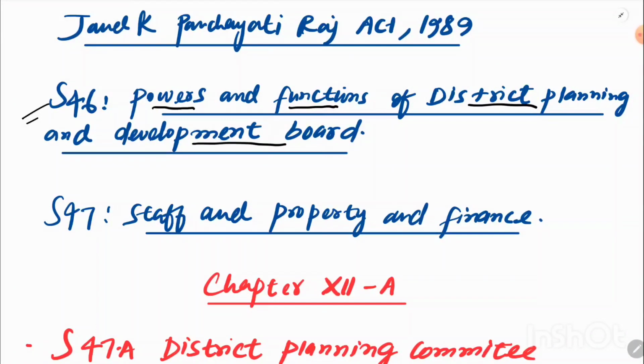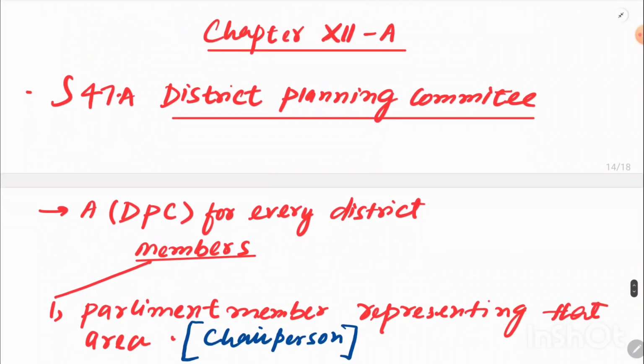So it's a straightforward statement. I don't need to explain it further. Simply, section 46 deals with powers and functions of district planning and development board, okay? Now, section 47 deals with its staff, its property and finance, okay? So, section 47. And now let's move to chapter 12A.